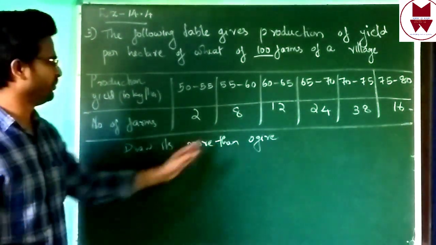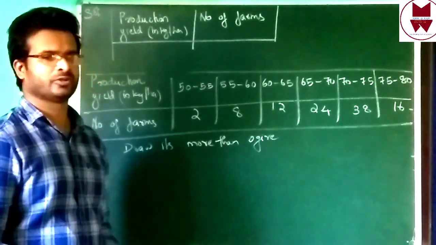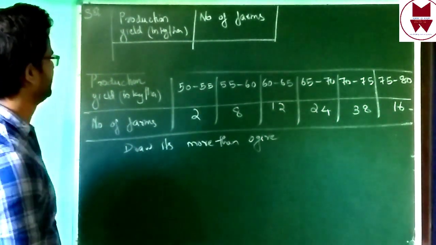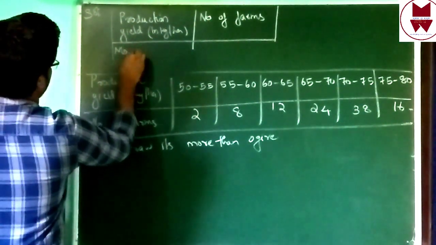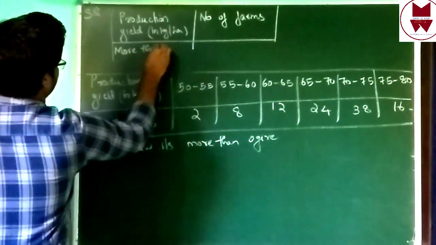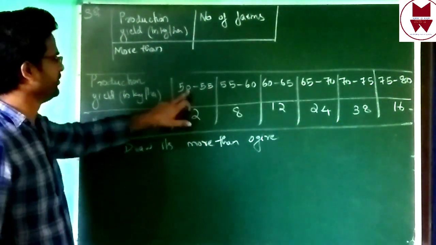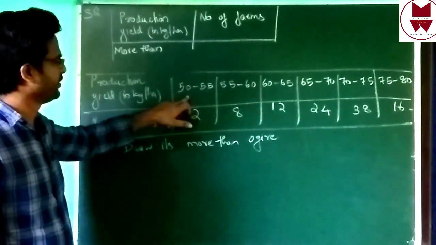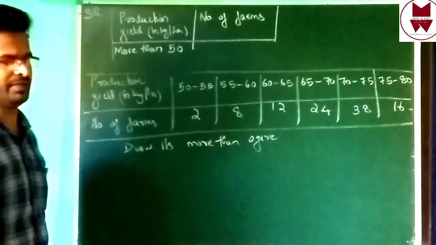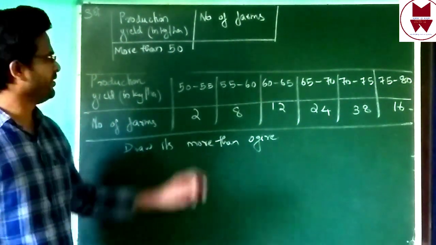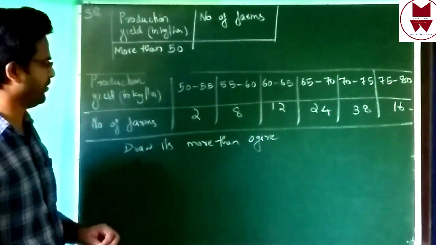We have to draw the more than ogive. That is our question. For that, first draw one table. When you draw the more than ogive, we will use the lower limit. More than 50. Use only the lower limit. For the less than ogive, we will use the upper limit. For the more than ogive, we will use the lower limit.